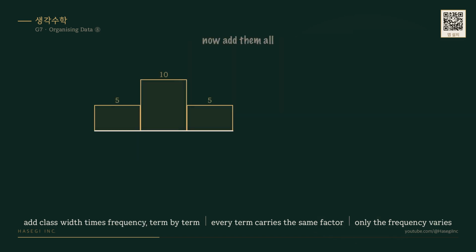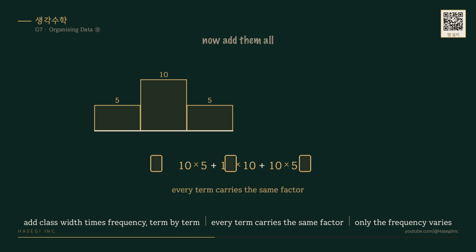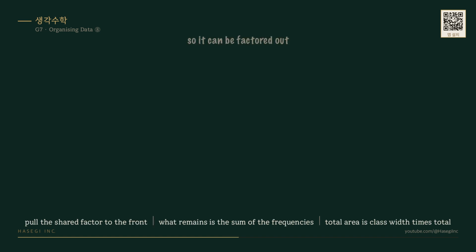Now add them all. Class width times the first frequency, plus class width times the second, and so on to the end. Laid out like that, something stands out. Every single term is multiplied by the same class width. The only thing that varies is the frequency, so it can be factored out.